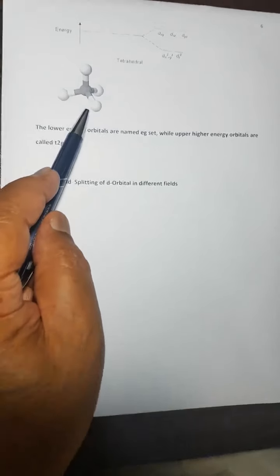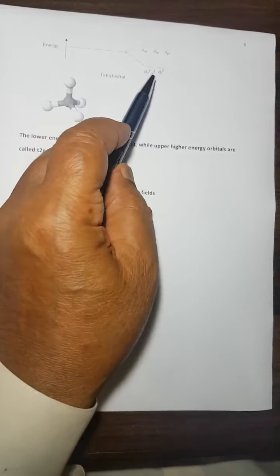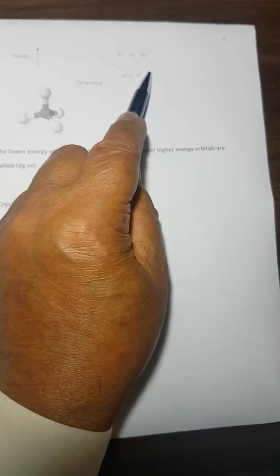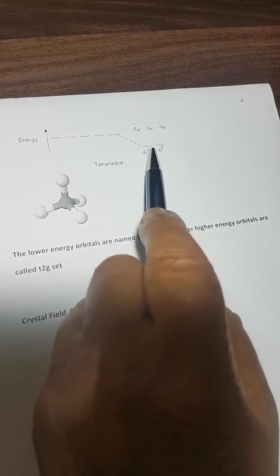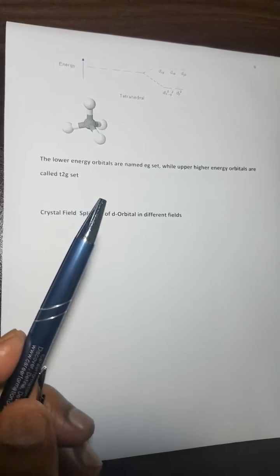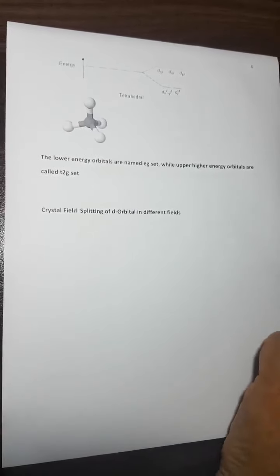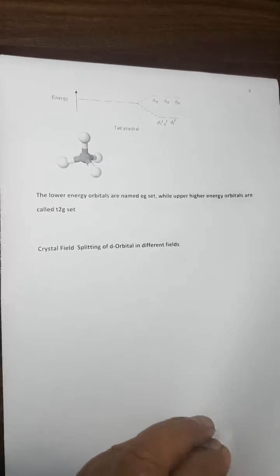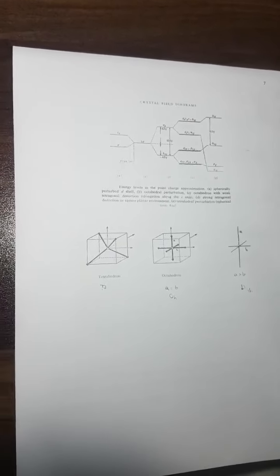So this is the splitting I have shown for octahedral. In tetrahedral, the e set is lower in energy and the t2 set is up in energy. In octahedral, this was down in energy, this was up. In tetrahedral, it is just the opposite. The lower energy orbitals are named e, while the upper energy are t2. Crystal field splitting of d orbitals in different fields I am showing on my next slide.